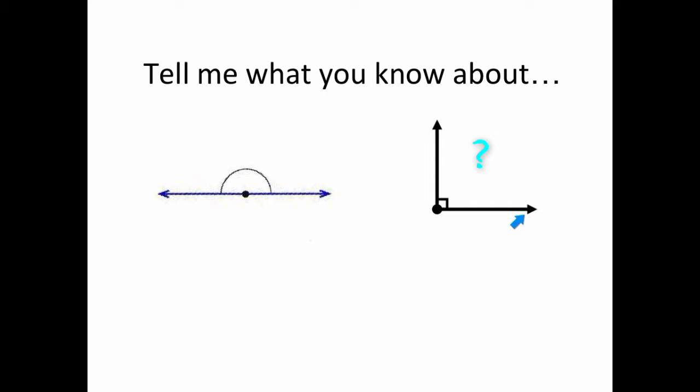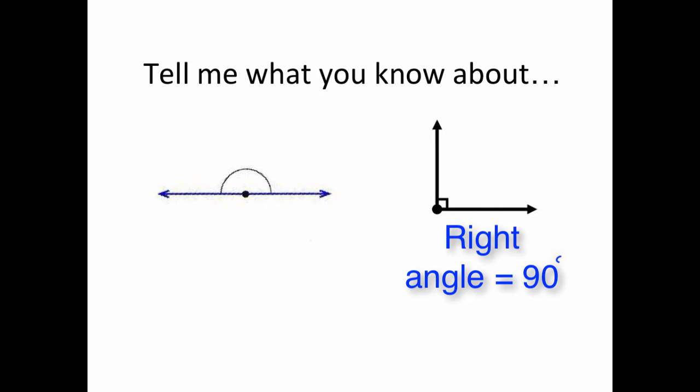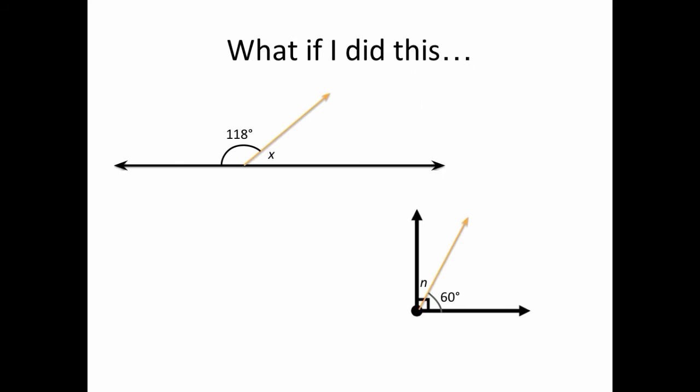What about this image over here? What can you tell me about this image? I see that square corner, so instantly I think 90 degrees, that this angle measures 90 degrees. This ray is perpendicular to this ray. So with that information in mind, what if I gave you these problems?